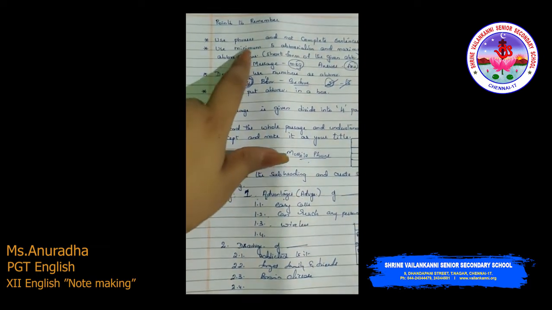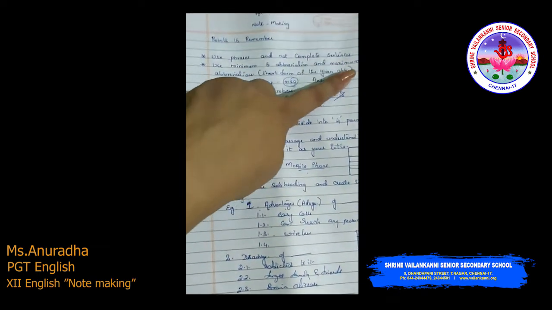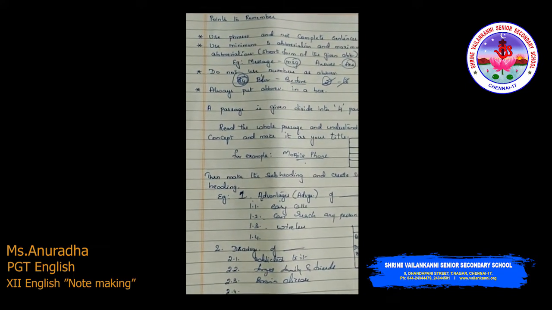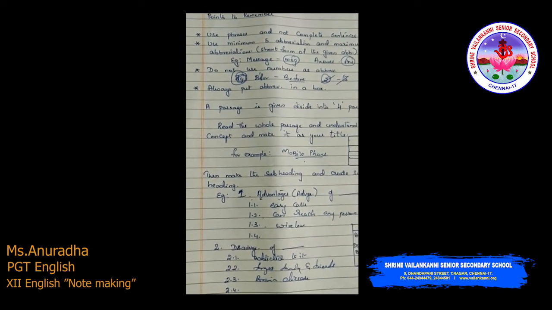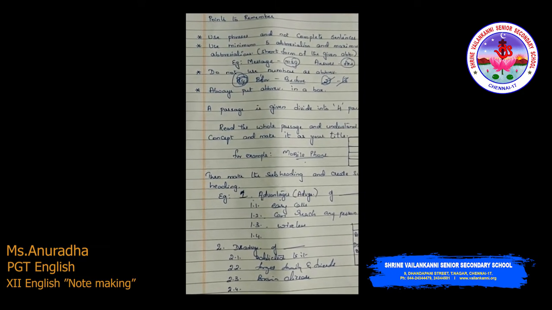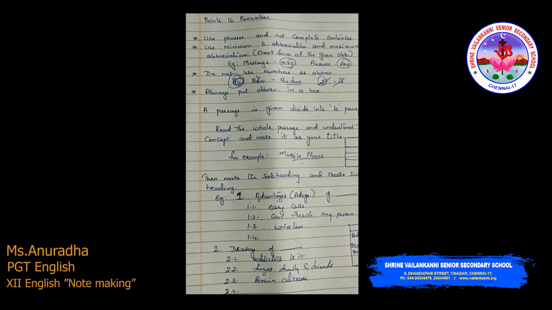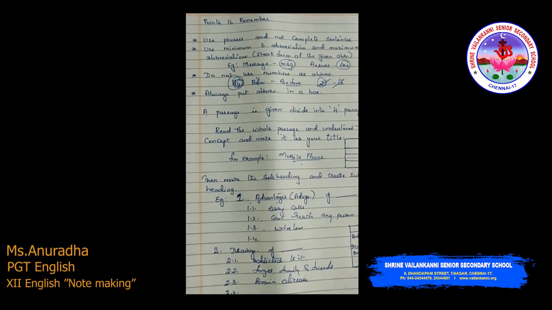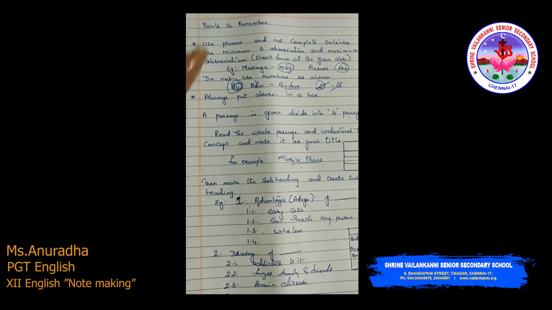1. Use phrases and not complete sentences. Phrases are those which do not have a perfect verb in them, but they will definitely give meaning. Okay, so use short phrases and do not write 5 or 6 or 7 lines and don't make sentences. Okay, it should be simple and sweet and short.